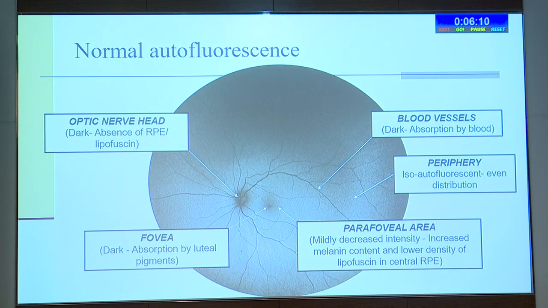So how does a normal autofluorescence map look? The structures which are black are the optic nerve head, which is due to absence of RPE and lipofuscin, the fovea, which is dark, and all the blood vessels which are dark. The general fundus will have an isofluorescent, grayish kind of appearance.